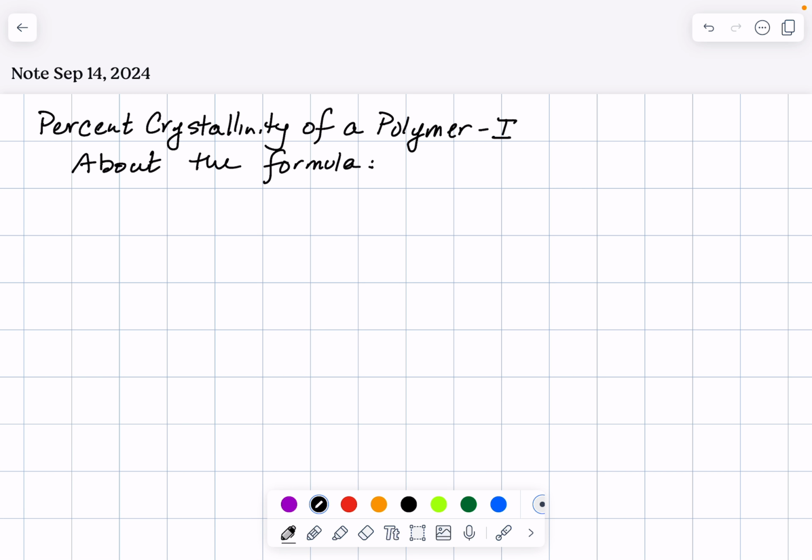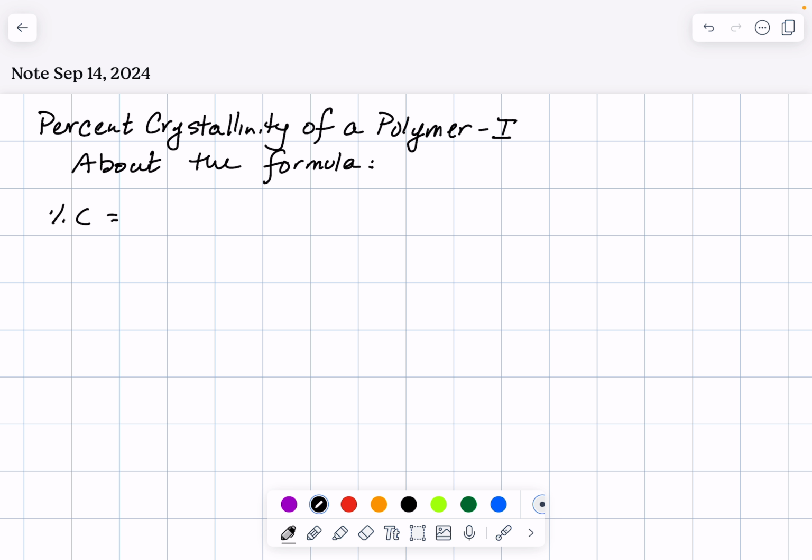All right, this is the first part of a multi-part presentation focused on calculating the percent crystallinity of a polymer. And in this first one, I just want to help make some sense of the formula. And so we're kind of just presented with a formula for the percent crystallinity that has this form.